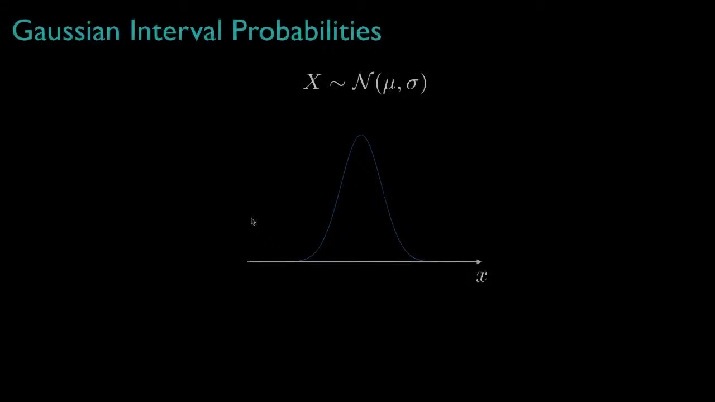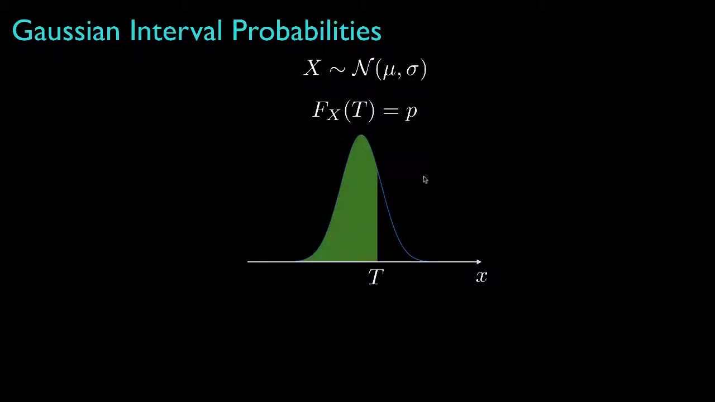Well, let's start with a Gaussian density with mean mu and standard deviation sigma, with a density that's similar to the one that is shown here. The cumulative distribution at some threshold t is a probability that is defined by the area under the density up to that point.